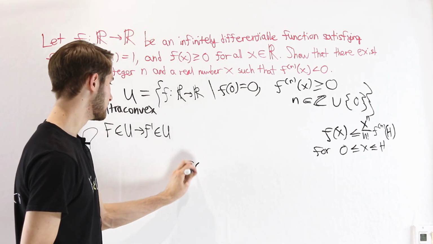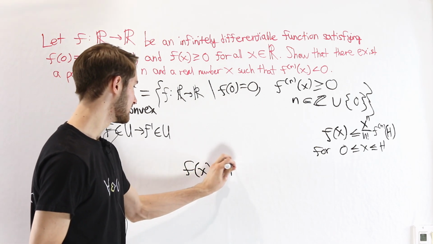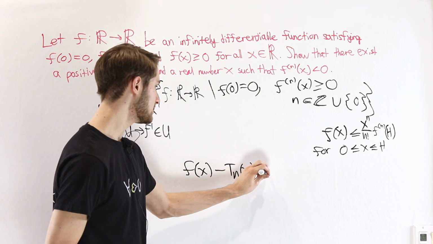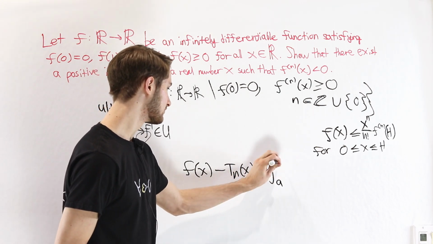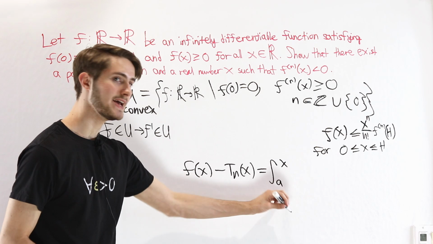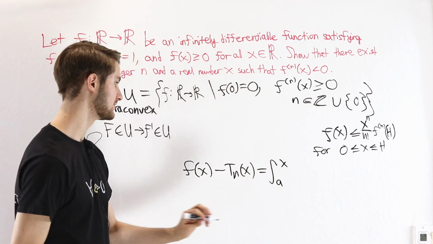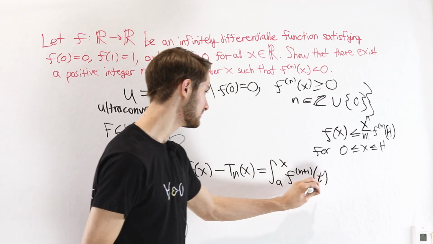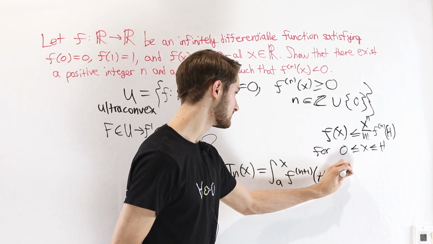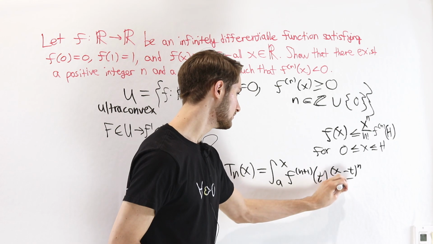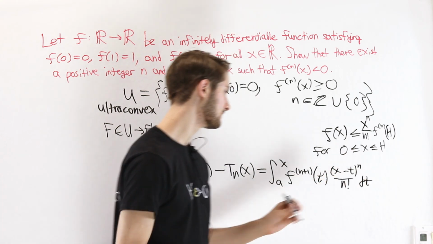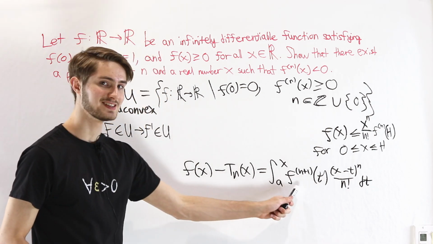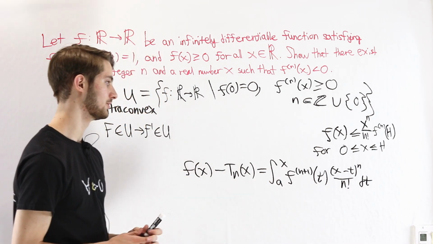The error between a function f of x and its nth order Taylor polynomial is equal to the integral from a to x, where a is the center of that Taylor series, of the n plus 1th derivative evaluated at t times x minus t to the n over n factorial dt. Again, check the description for this derivation. So this is the exact error for a Taylor polynomial.